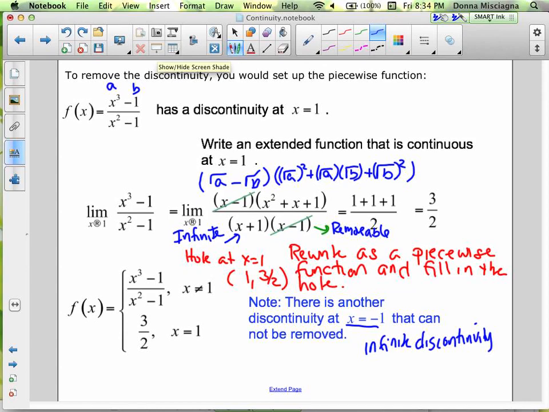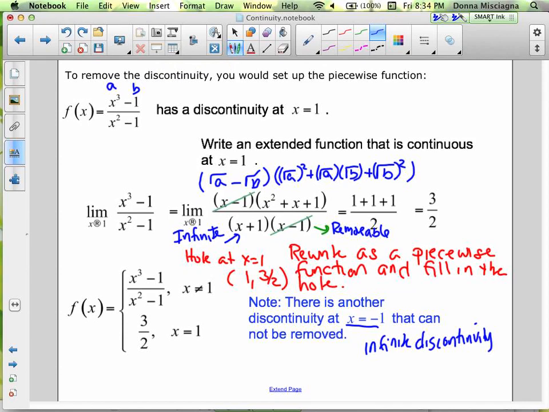So we have to figure out where the hole is, what the value of the function is when x is 1, once we take that problem factor out. Right? If we don't take the problem factor out, you just get 0 over 0. Right? So you plug into the reduced function, and that gave us 3/2. Right? And so that's where the hole is.